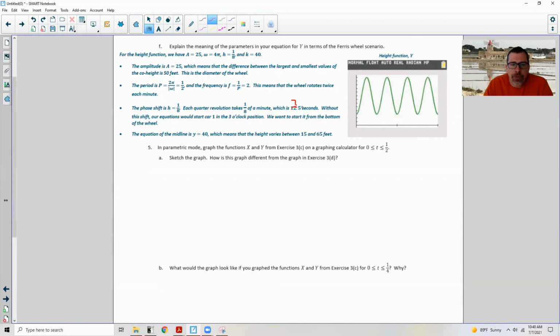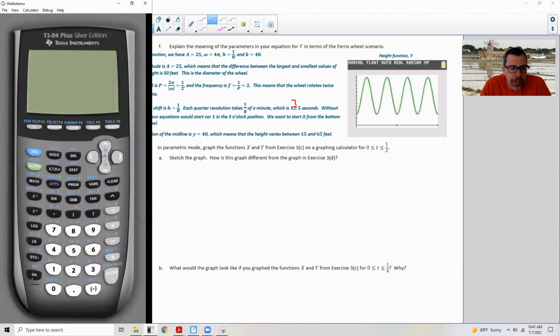All right. So moving on to part 5, it says in parametric mode, graph the function x and y from exercise 3 using the calculator from t equals 0 to 1/2 and sketch the graph. So I turn my calculator back on and I go to mode, and I want to go back to parametric, and I want to go to my window, my table set, and I want t to go from 0 to 0.5 and graph it.